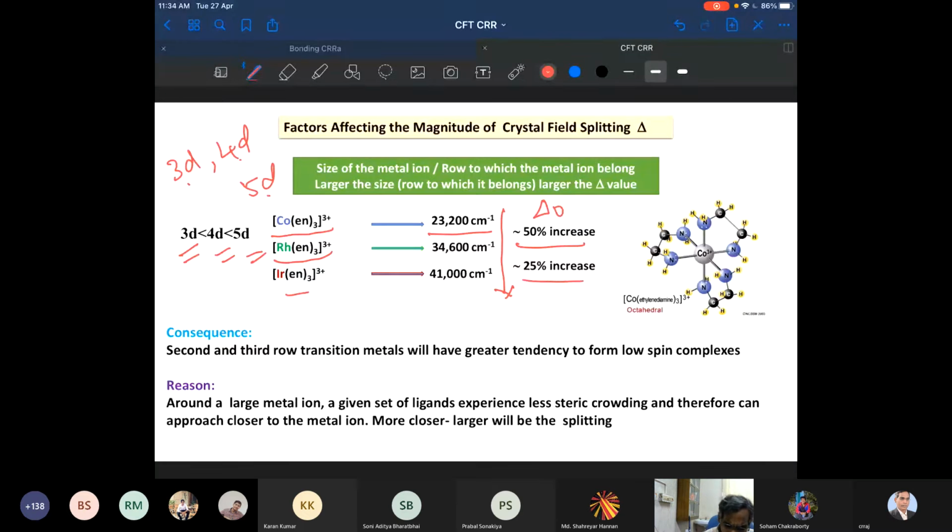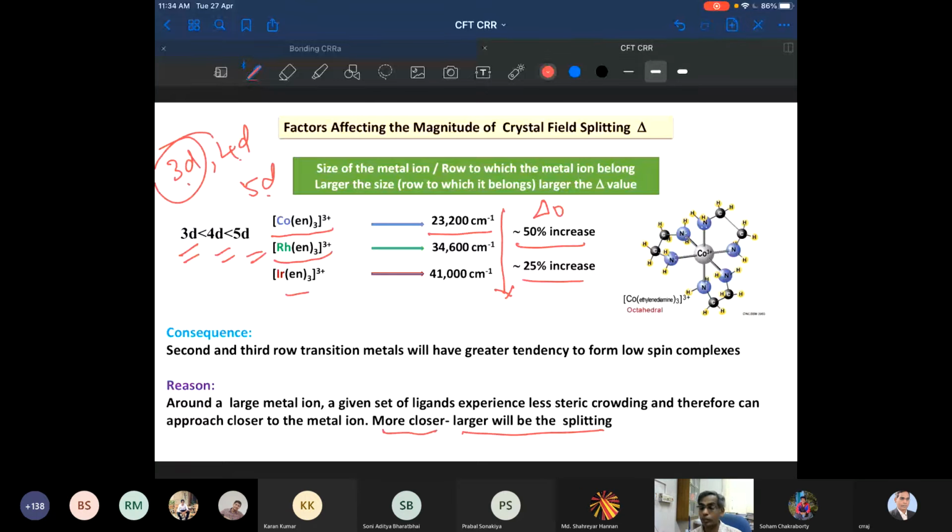What is the reason? Second and third row transition metals have a greater tendency to form low spin complexes. Now we can easily say that, right? Second and third row metals will form low spin complexes compared with the first row, that is 3d. What is the reason? Around a large metal ion, a given set of ligands experiences less steric crowding. I hope you're understanding. A small ball versus a big ball. The steric factor comes into the picture. As a result, your splitting goes up. You can read that. The larger the metal, the larger will be the splitting.